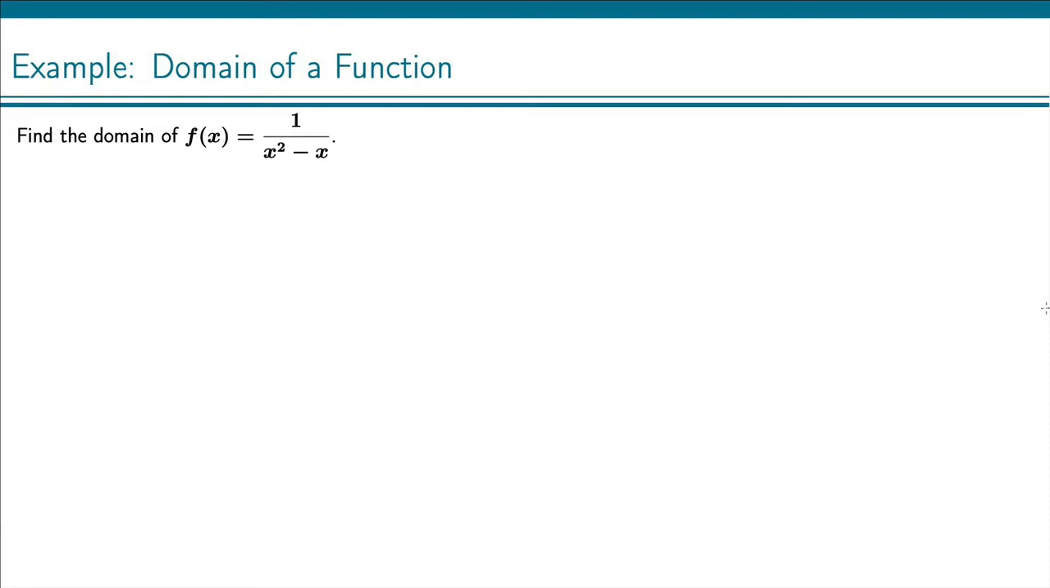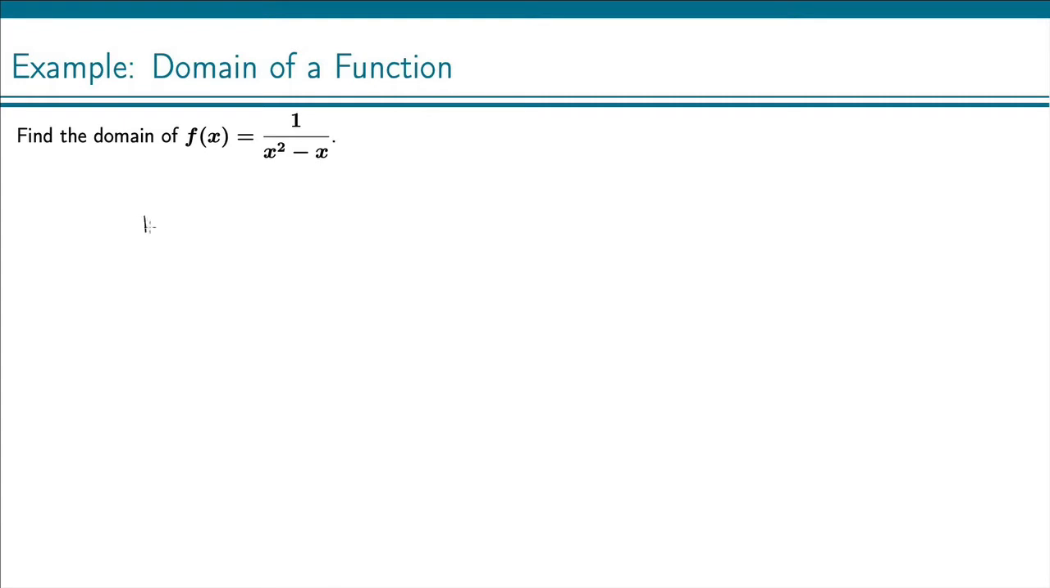Find the domain of f of x equals 1 over x squared minus x. Thinking of the three rules of domains, we look for any of those showing up in this function. The three things are dividing by anything, doing an even root of something, or having a logarithm of something. And the only one that we have here is that we are dividing by something.